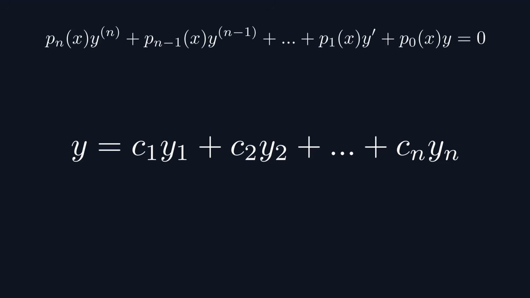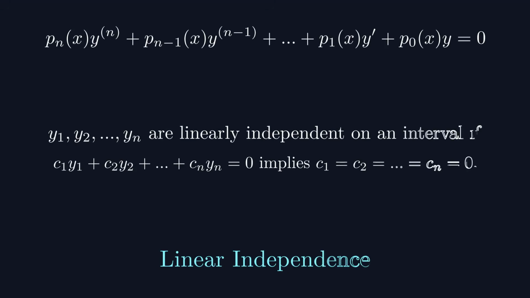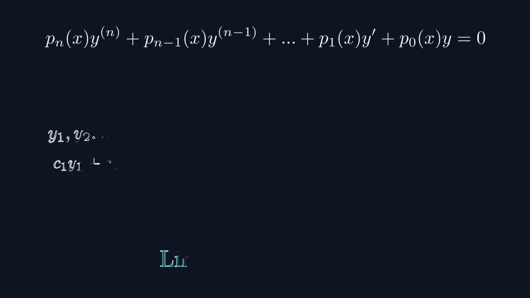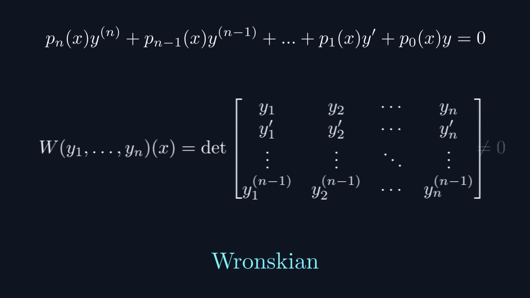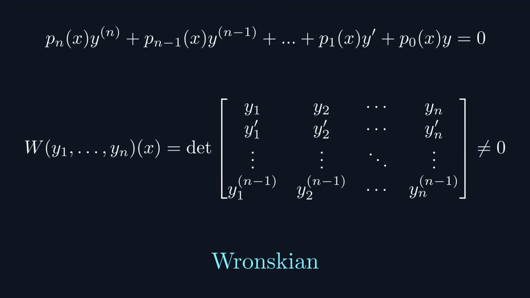What we want to find out is if y is linearly independent. Here's the basic definition of the linear independence of solutions. But we have a systematic way of finding this out, and that is through the use of a matrix determinant called the Wronskian. If the Wronskian is non-zero, then the solutions are linearly independent, and they form a fundamental set of solutions. And we have a general solution to the homogeneous ODE.